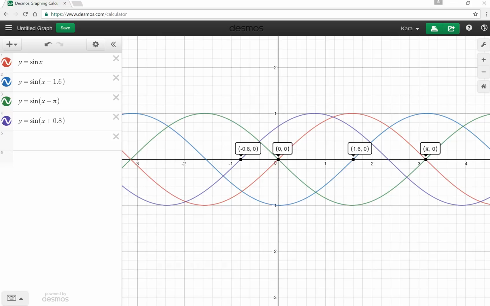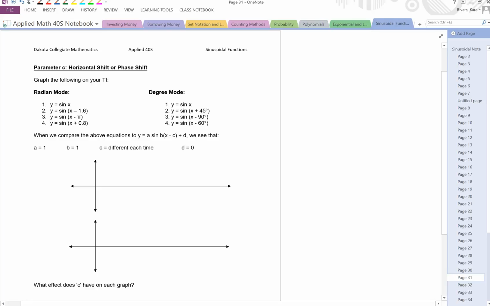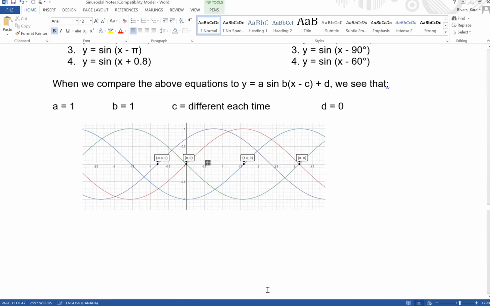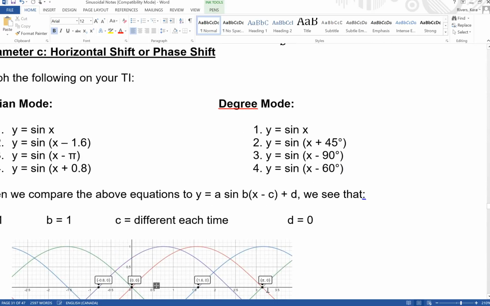So we'll put that in first, and I've already copied and pasted that. Oops, not there. There. Copied and pasted that into my notes. And now we're going to go ahead and do the other one in degree mode, and hopefully we'll see the same behavior. So let's go ahead and do that.